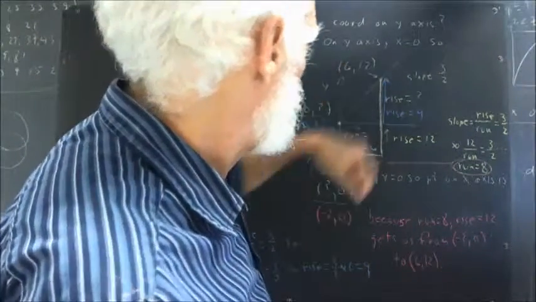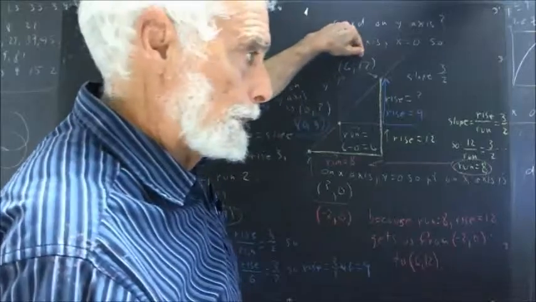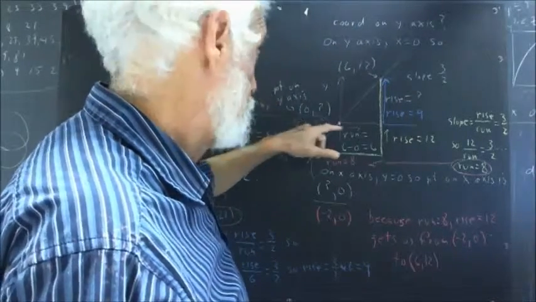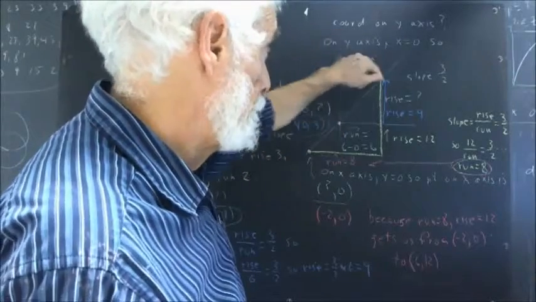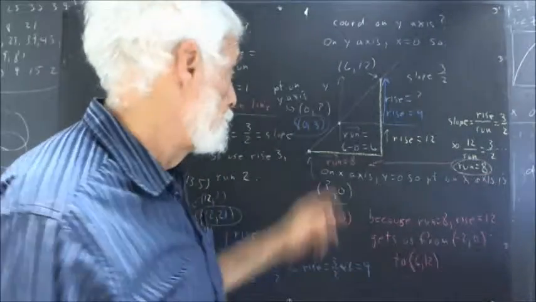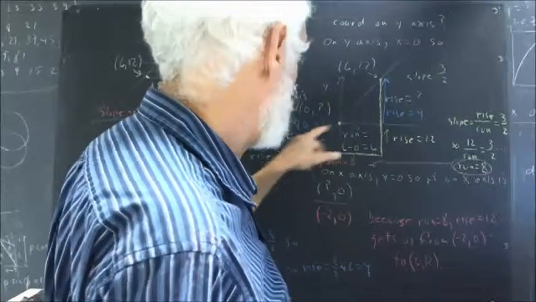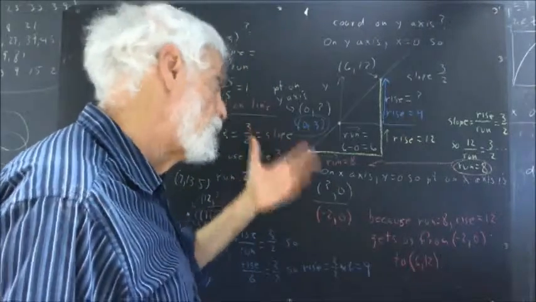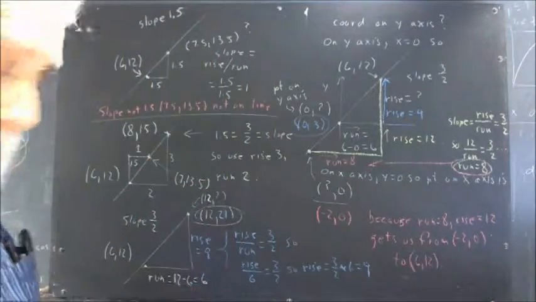Now, if the rise is 9 and the y-coordinate that we're getting is 12, where do we have to start? Okay, well, this point is below this point by a distance equal to the rise. So 12 minus 9 gives us 3. The point is (0, 3). Some people saw that right away. Some had to think about it a little bit.